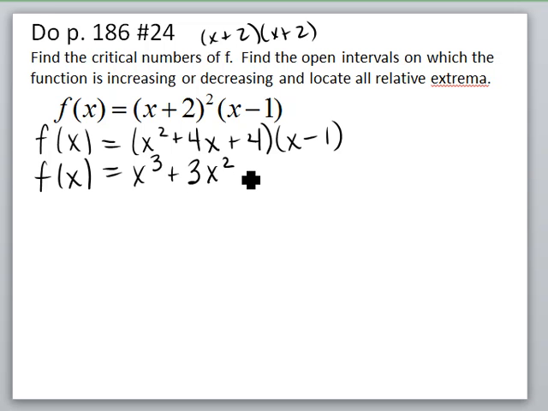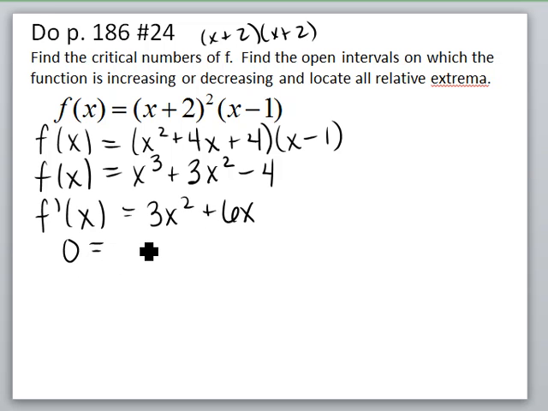Now you may need to multiply those all out to come up with this value, but to save a little time, I'm going to go ahead and just tell you what that equals. F prime of x then ends up being 3x squared plus 6x. Now we're looking for those critical numbers, so we're going to set this equal to 0. There are no values we need to test where the derivative does not exist because there's no fraction. We can factor out a 3x, and we're left with x plus 2.